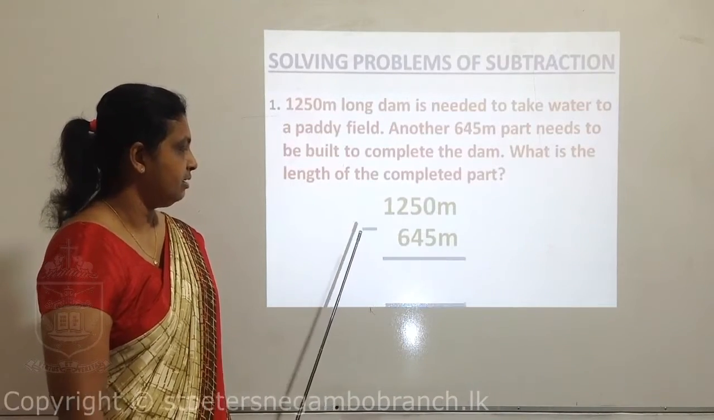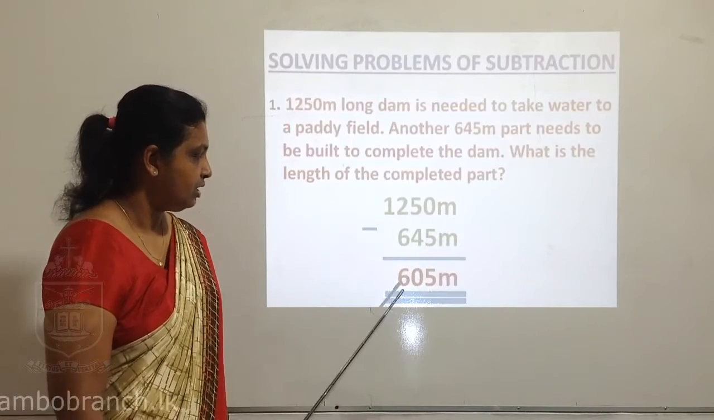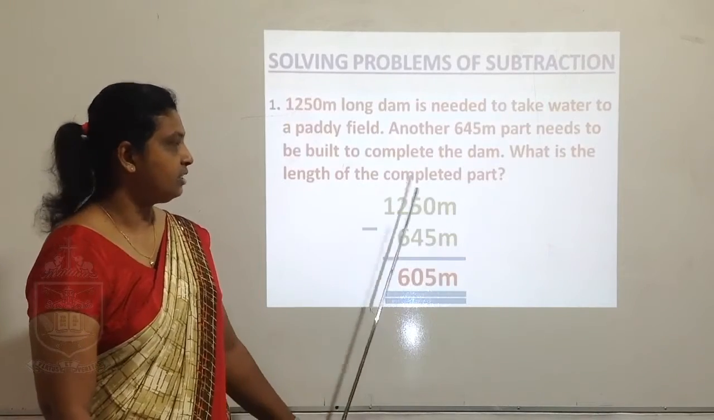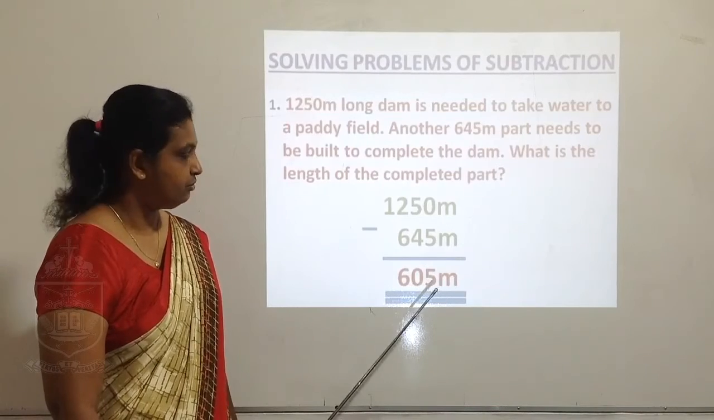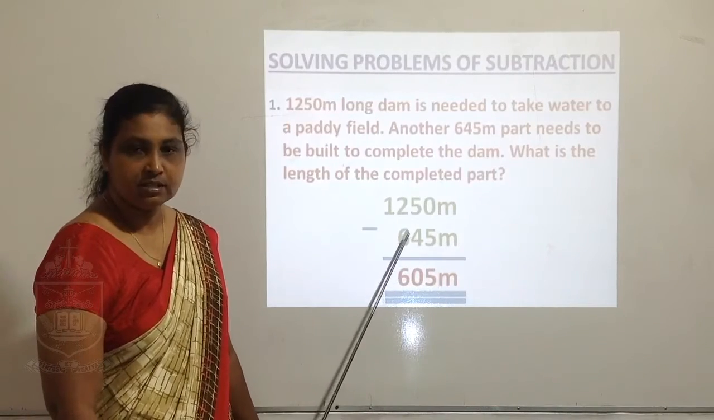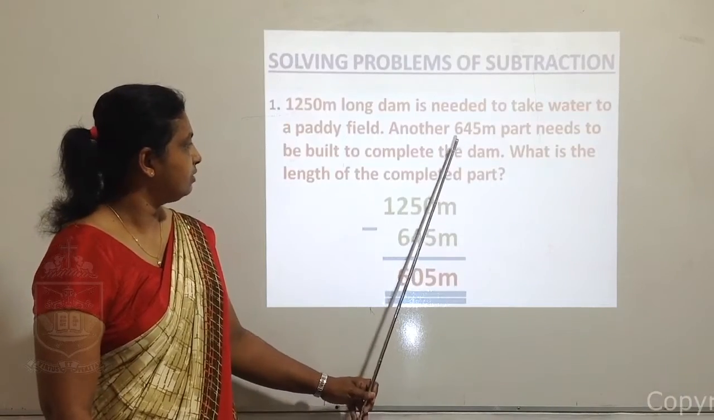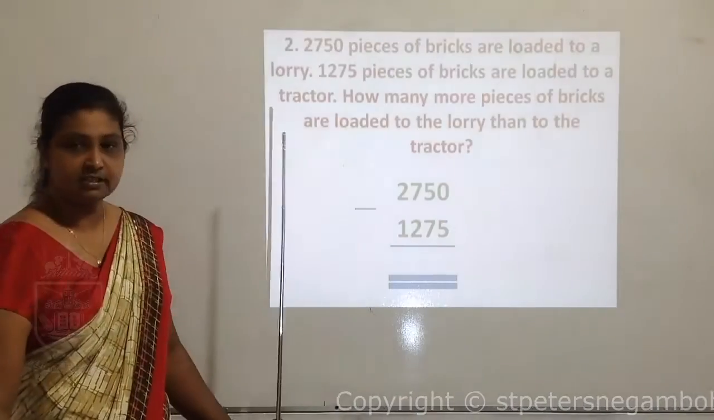1250 meter minus 645 meters. So 605 is the answer. That is the length of the completed part. To find that, you have to subtract the part needed to be built. Okay, now we'll see the second question.